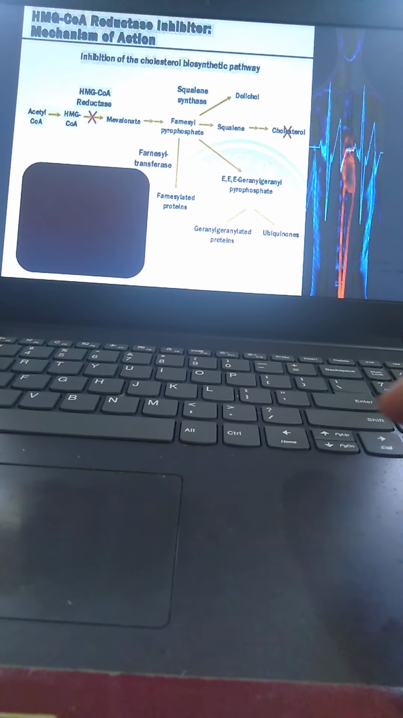Pravastatin and simvastatin are chemically modified derivatives of lovastatin. Fluvastatin, rosuvastatin, and pitavastatin are structurally distinct synthetic statins. So we have natural, and we have synthetic also. Now this is the HMG-CoA reductase inhibitors.